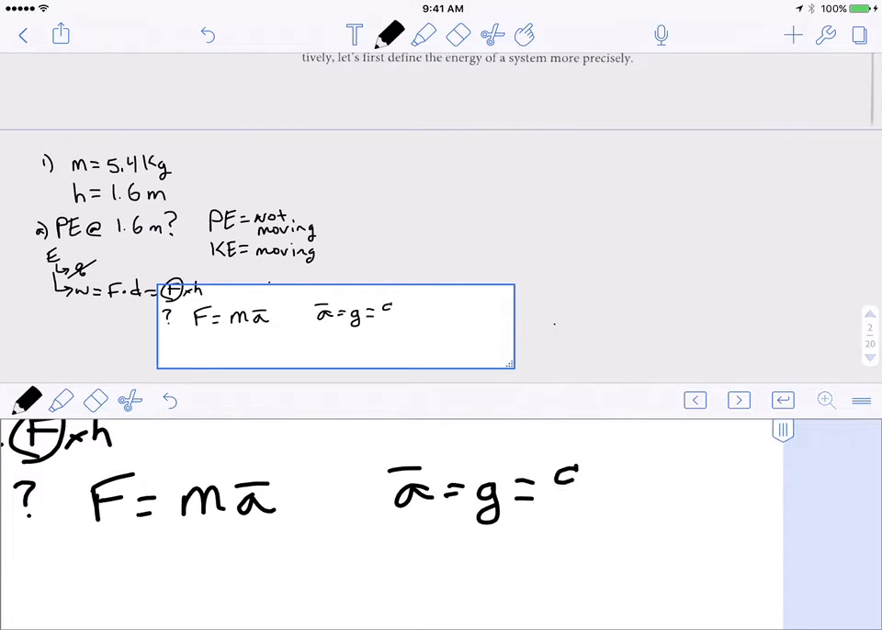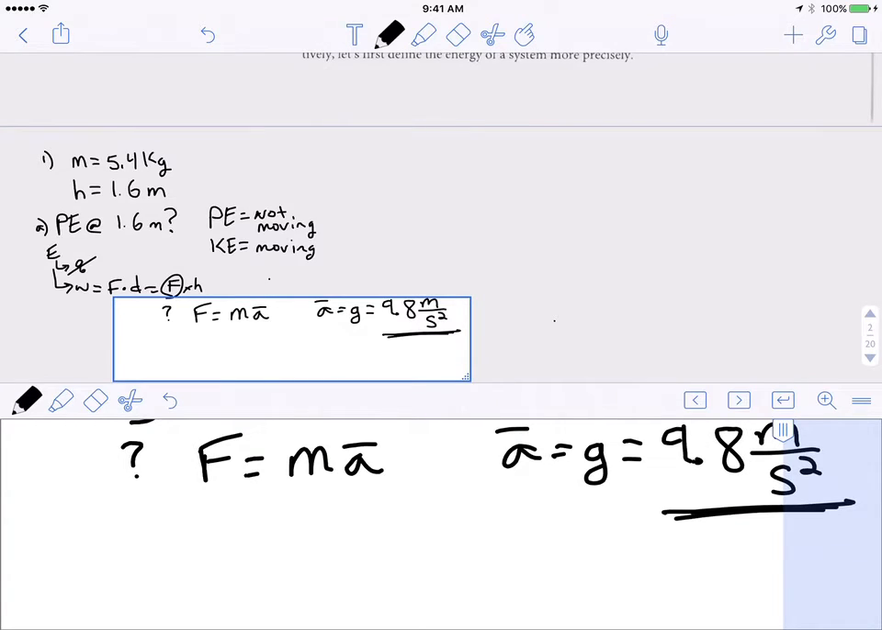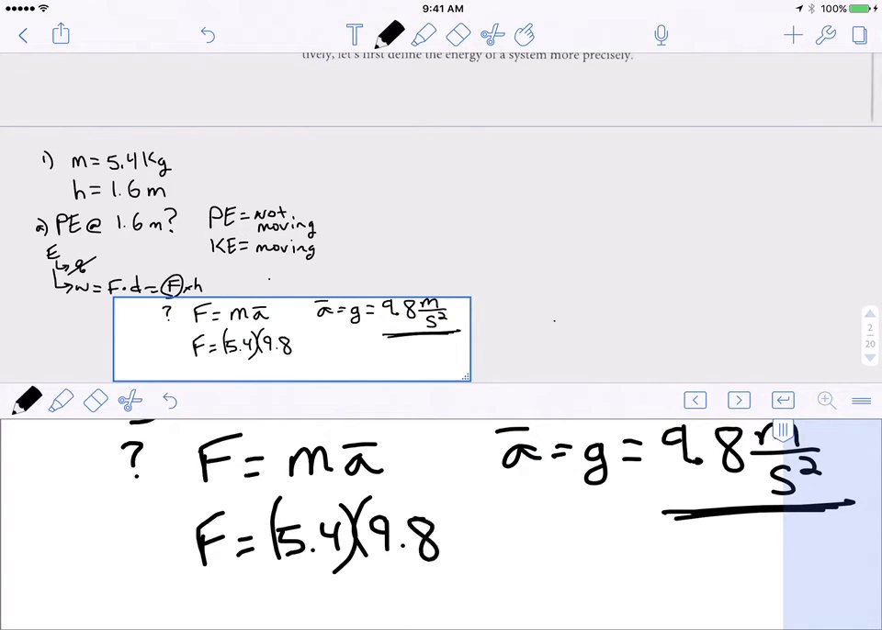The constant number is 9.8 meters per second squared. That's a really important constant. You should memorize that. So that tells us that it takes force to raise, and work to raise, a bowling ball 1.6 meters. The mass, 5.4, times the acceleration, 9.8.